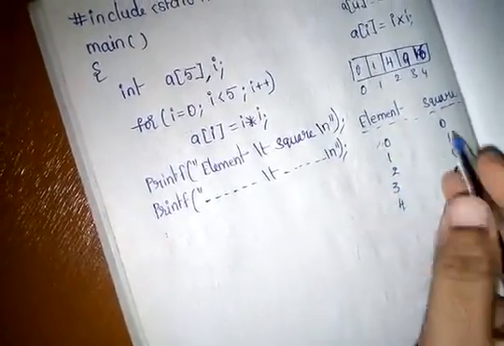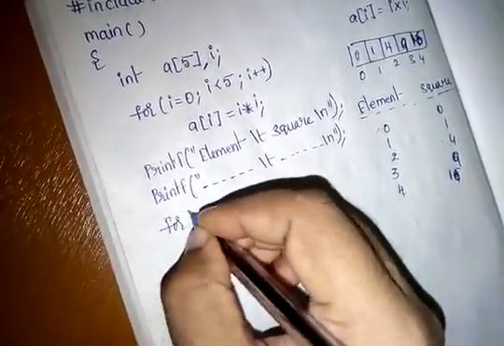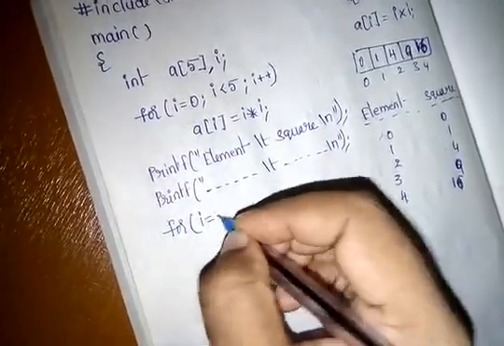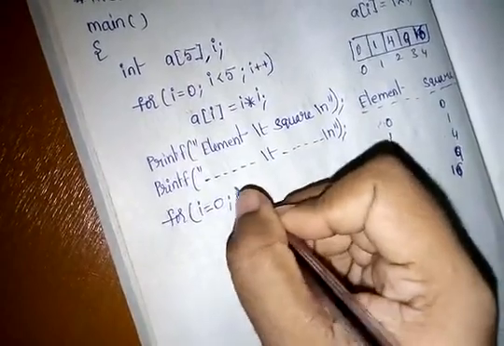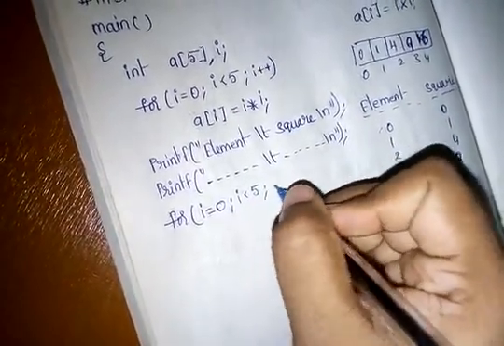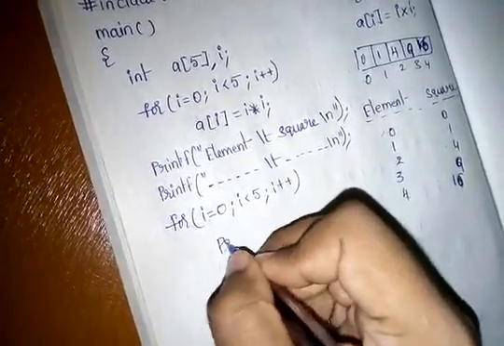So in order to access all the elements of an array, we need to use a for loop. So for i is equal to 0, index starts from 0, i less than 5, i plus plus, printf.